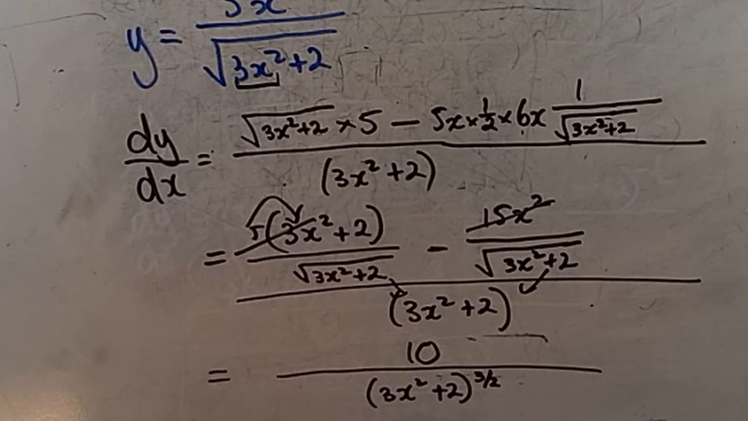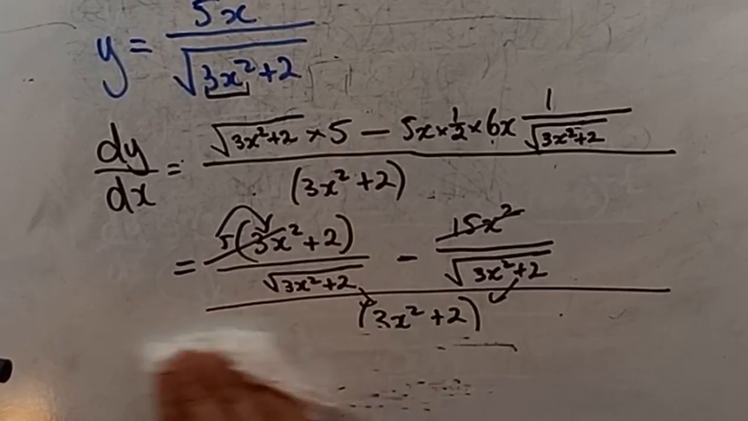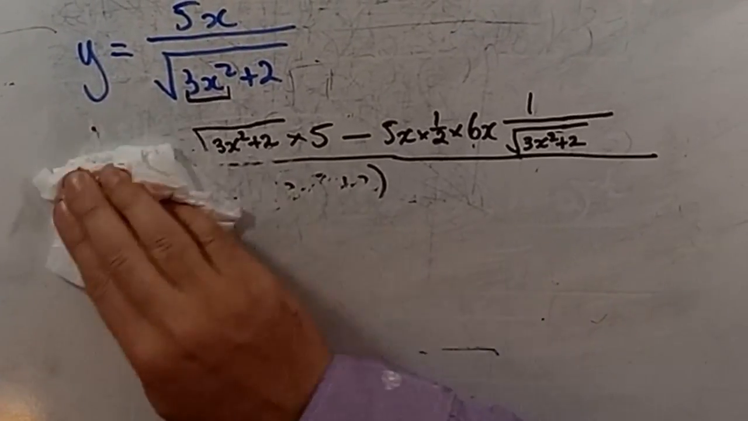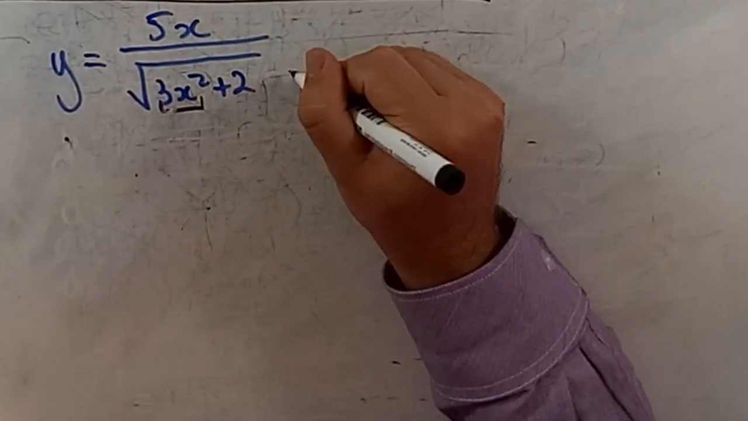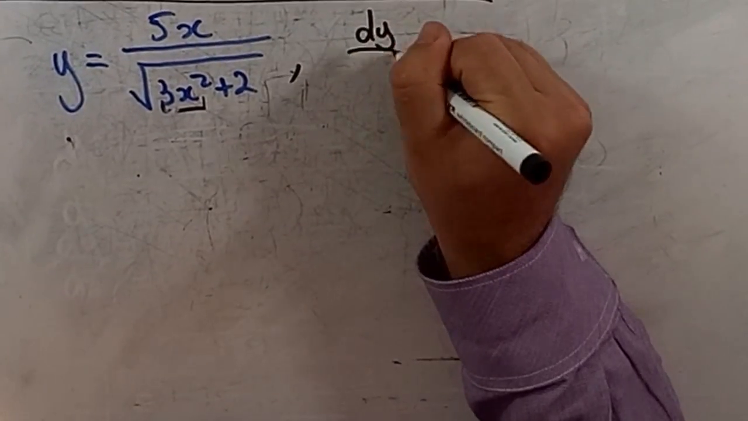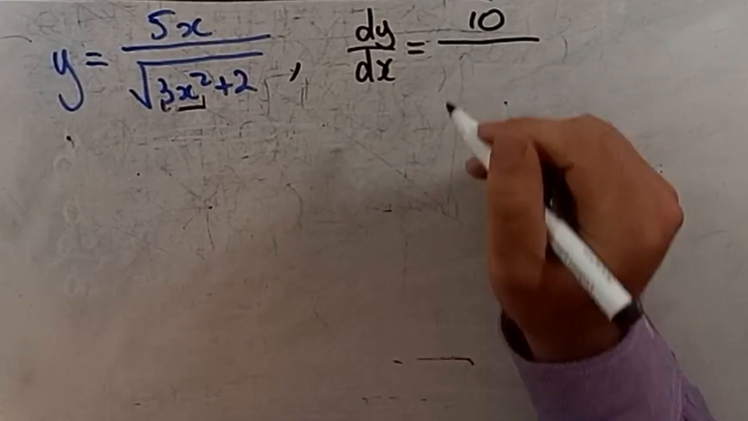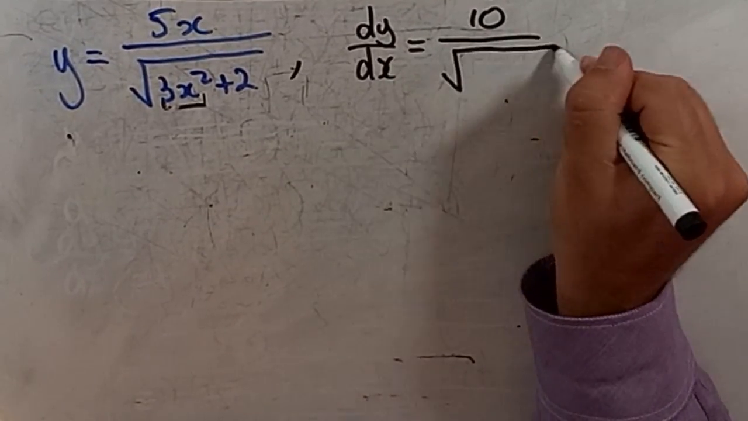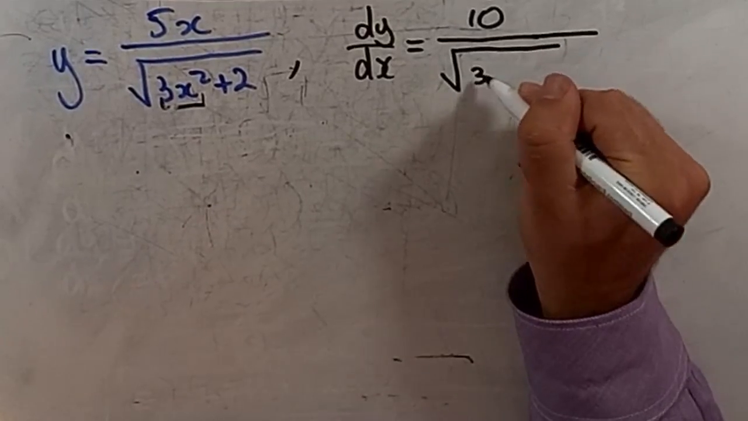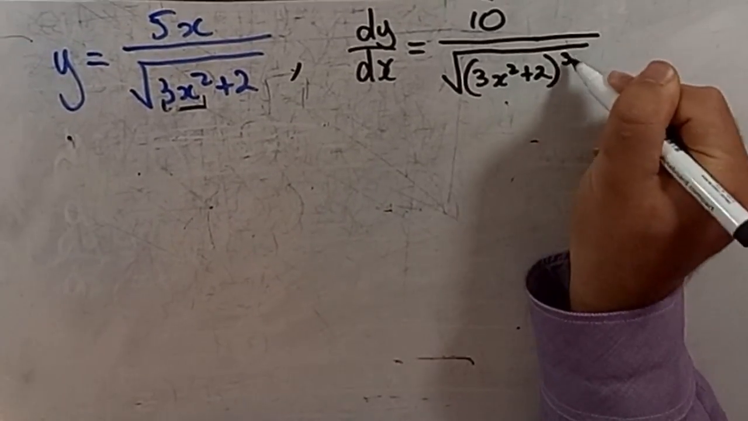Look how good that is. That's great. Okay, so remember that. I might rub all this out and rewrite it. Okay, so hopefully I didn't make a mistake that time, and we've got it all right. So I've got dy dx equals 10 over, we could put it as the square root of 3x squared plus 2 cubed. I can put that in there.